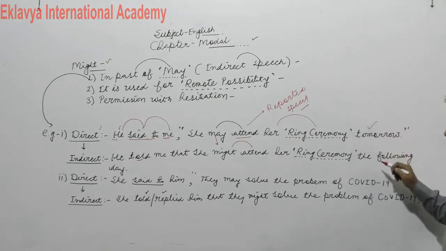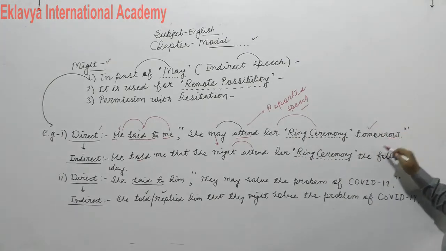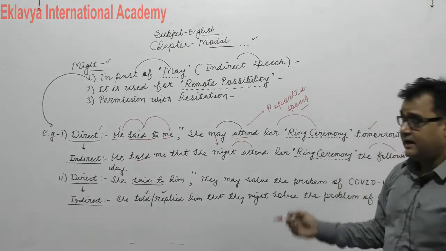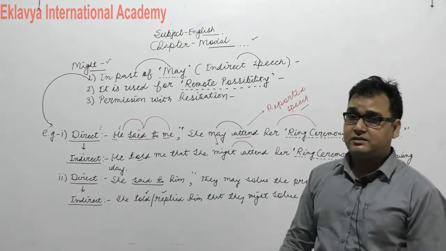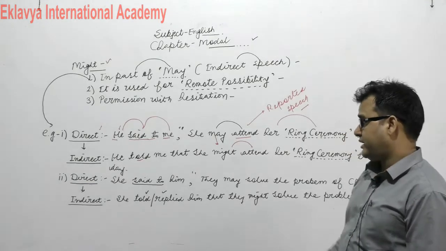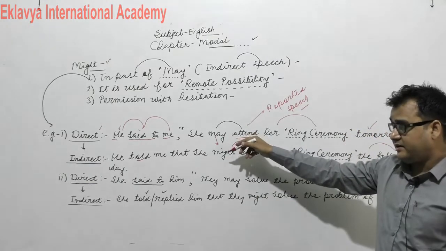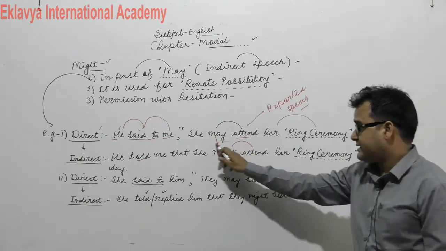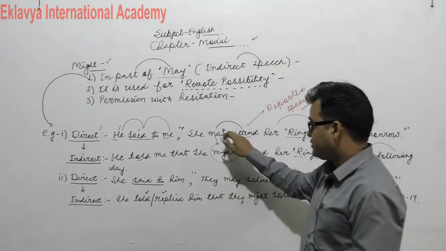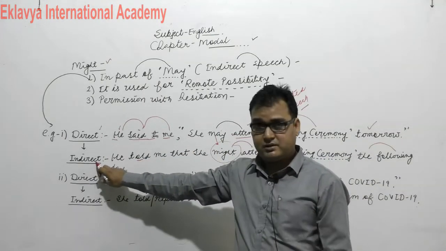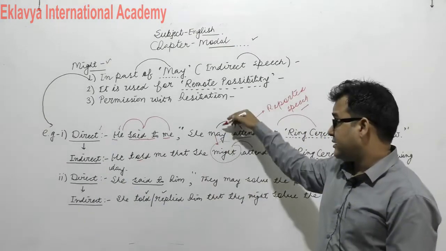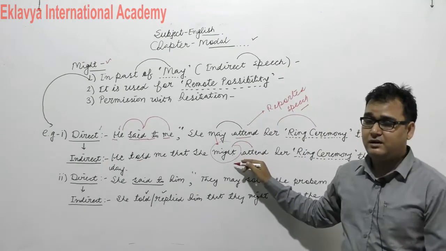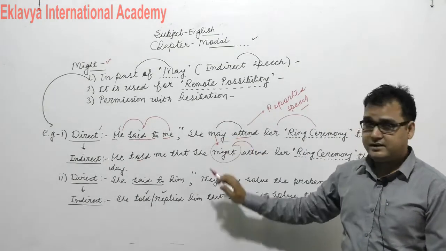The tomorrow, actually the given adverb, has to be changed into the following day or the next day. I have changed tomorrow into the following day, or you can also change the same adverb into the next day also. So here we can see that might is used in past of may in indirect speech. The given example basically proves that might is used in past of may in indirect speech.